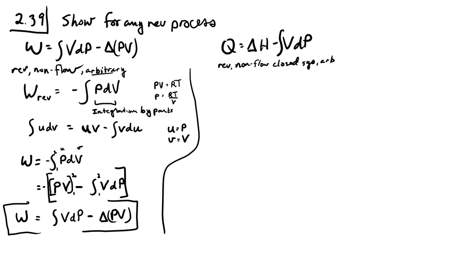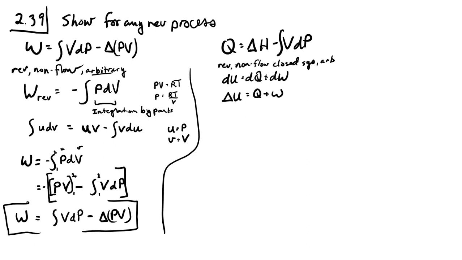Where can we go? So if we think about this, let's just go back to what we talked about in chapter 2. What's the overall energy balance for a closed system? Energy balance for a closed system is dU is equal to dQ plus dW. If we integrate that, we get delta U is equal to Q plus W.